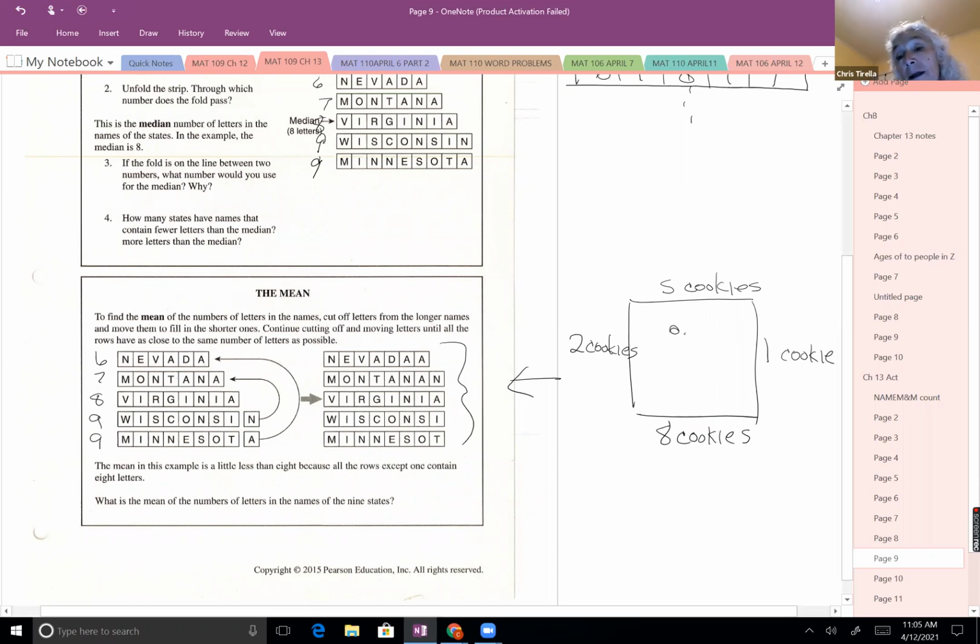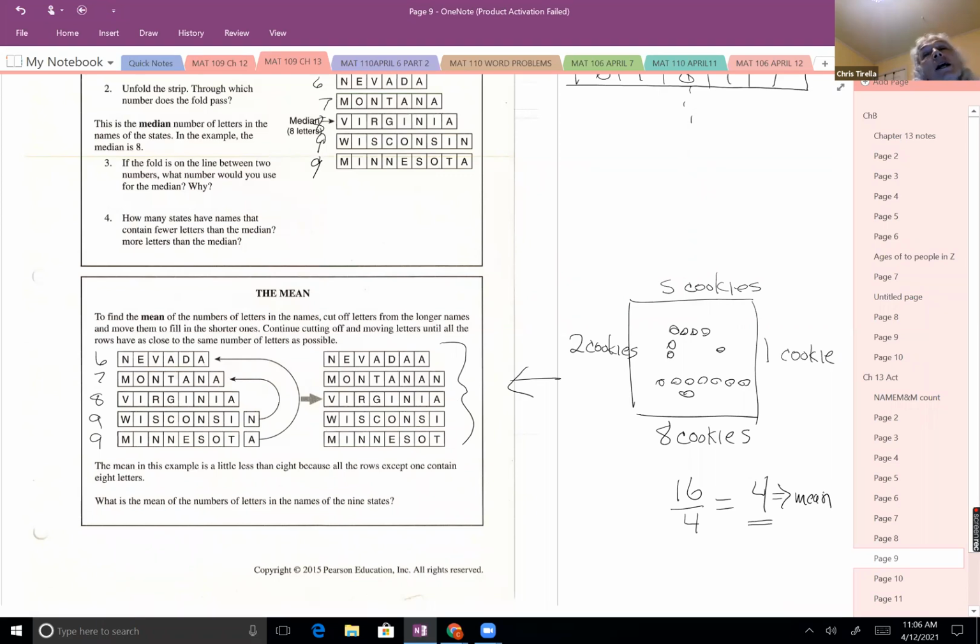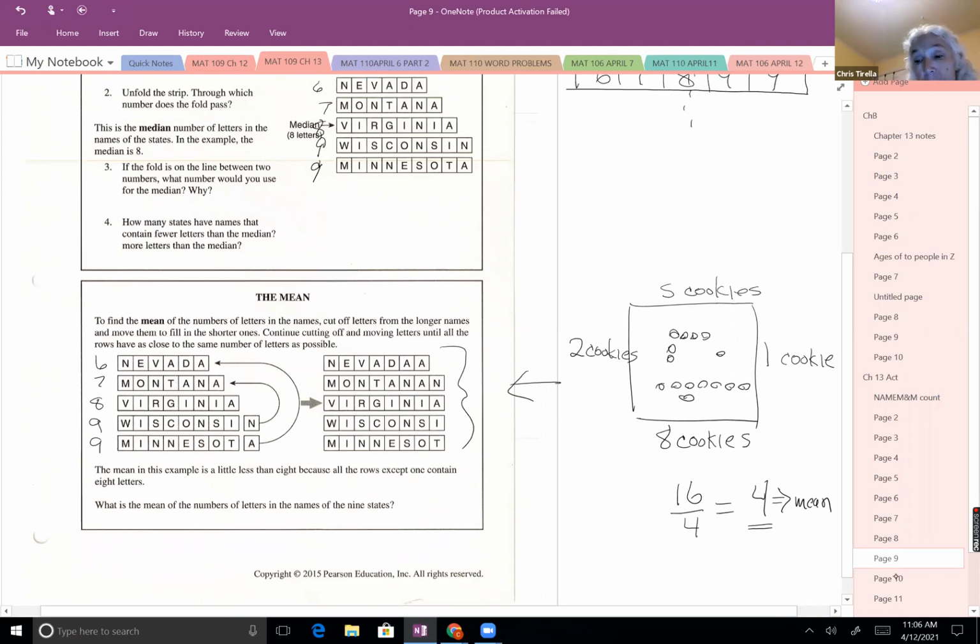Then we'd put all of the cookies together in the middle of the table, and we'd have one big pile. We try to divide it evenly, pass them around, and share them so that everybody had the same amount. This pile in the middle would have 16 cookies, and so everybody would have 4, and that would be my mean. It's a hands-on way of looking at what that average means, where we'd want everybody to have the same amount. But instead of doing that with cookies, we're doing that with the number of letters in the names of the states.